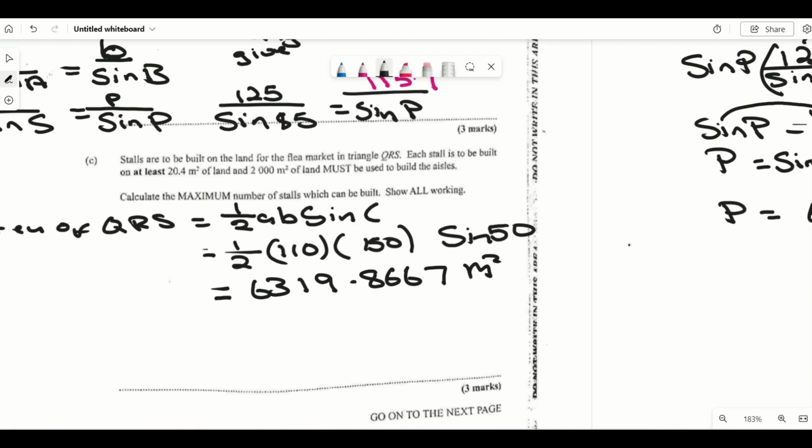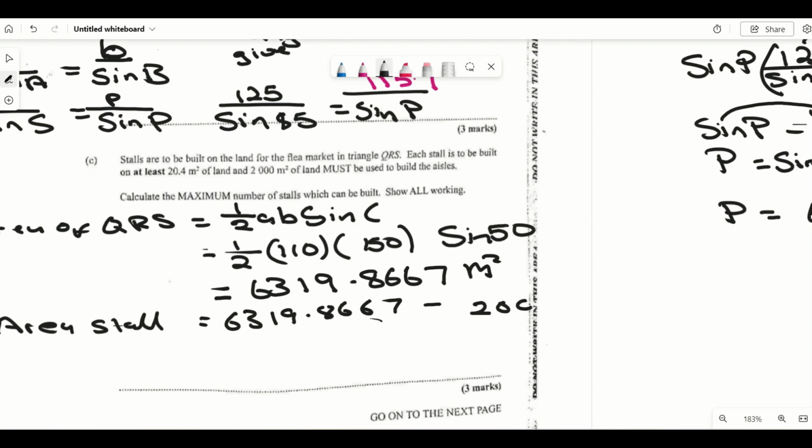You need to take away these stalls because this is the total number of land needed for stalls. Not stalls, this is the building aisles. 2000 is for aisles. Area for stalls would be the total area, which is 6319.8667 minus the area built for aisles, which is 2000. When you subtract this, you're going to get 4319.8667 meters squared. And now they want to ask you the number of stalls.